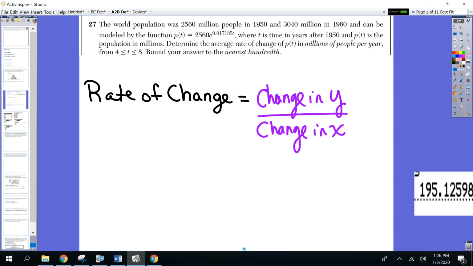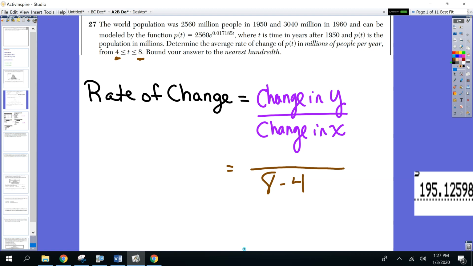Okay, where do I get these values? Usually on the Regents, they will give you the X values. All right, as you read through this problem right here, you will see that I need the rate of change from 4 to 8. There's your X values. 8 minus 4 on the bottom. There's your change in X. 8 minus 4. They will usually give those.